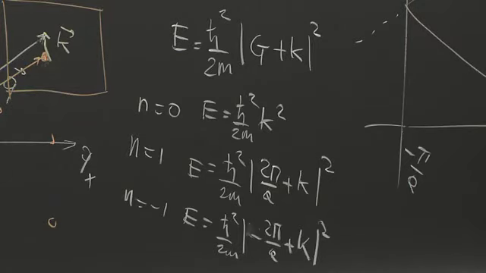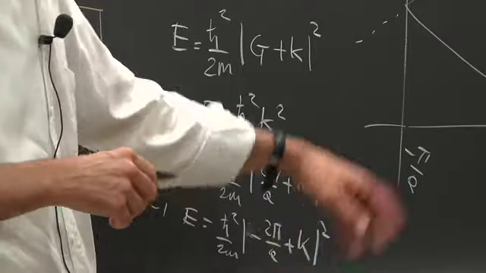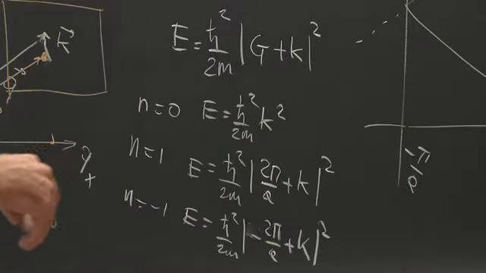n equals minus 2, (minus 4 pi over a plus k) squared. Parabola centered at 4 pi over a shoots up. Doesn't show up in this plot here.